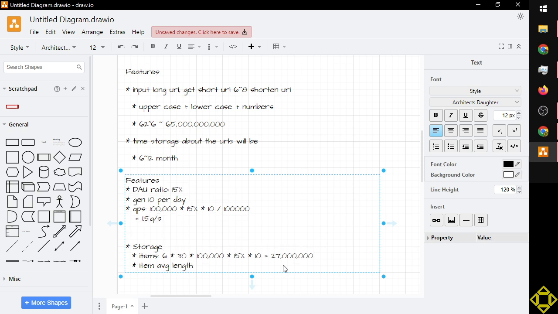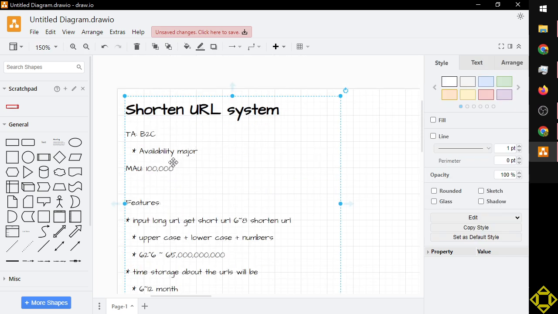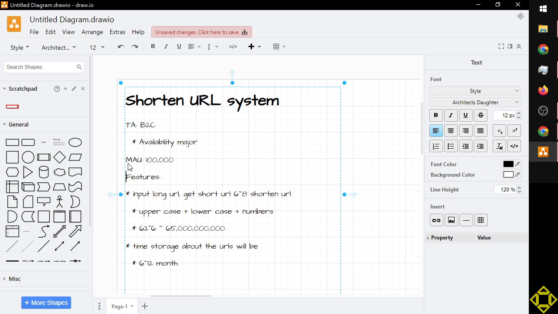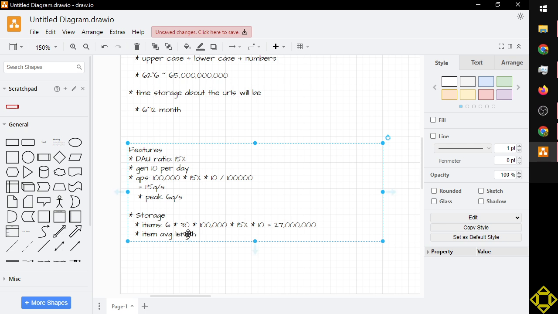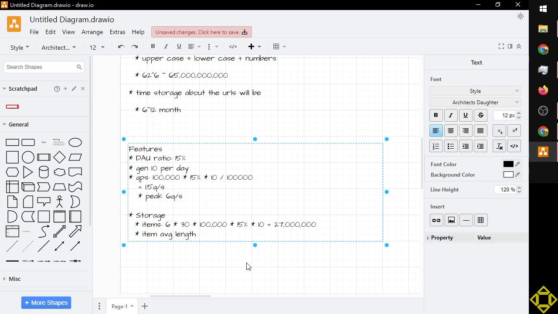Also for QPS, we will assign a peak. Maybe the peak ratio, we assume there will be 4 times, so they will have 6 queries per second. Because the user count is relatively low, I think it's not so heavy. And for the item average length, we will assume maybe 100 characters per URL, and they will convert into maybe 6 to 8 characters in this case.